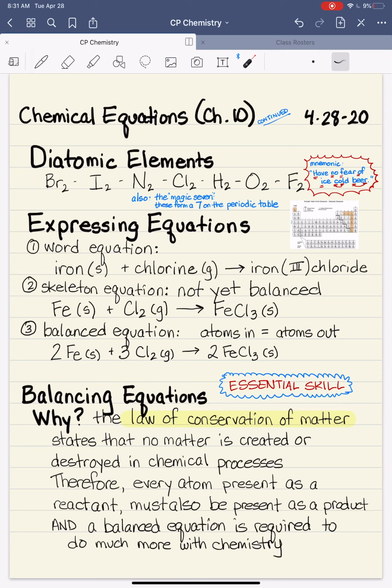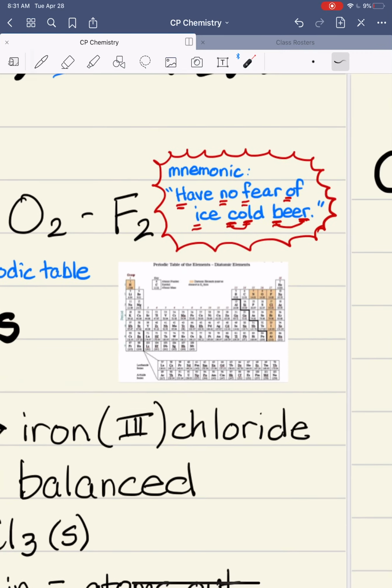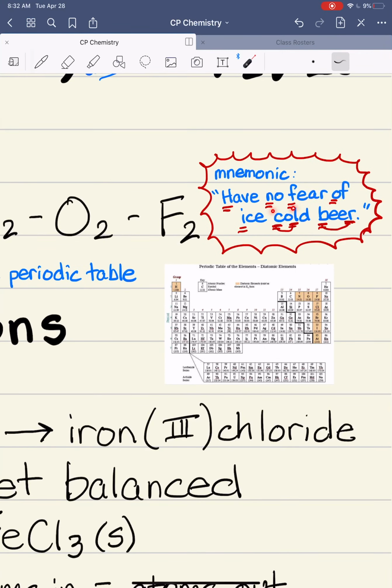I like to think of the name Brinkelhoff that this arrangement suggests, but not everybody can remember Brinkelhoff. There are a couple of mnemonics to remember. The first of them is have no fear of ice cold beer. Now, of course, some people say that's not high school appropriate. As long as you're not actually drinking beer, if it helps you remember the 7 diatomic elements, go ahead and remember that phrase. Have no fear of ice cold beer.